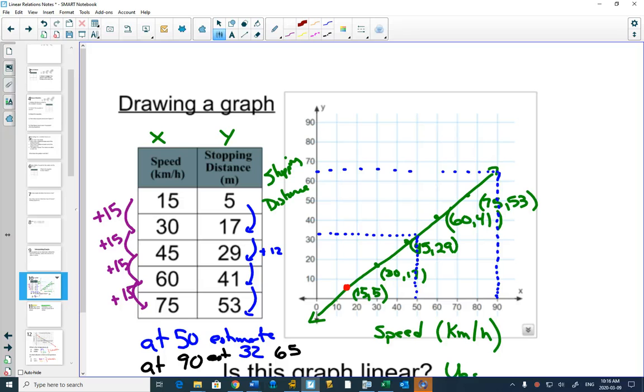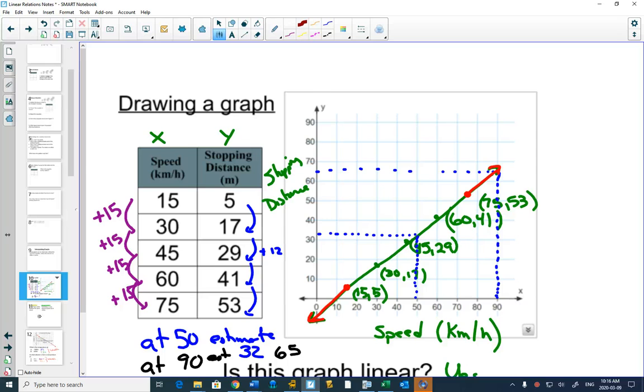At 5, 15, 15, 5. Where was our last point? At 75, 53. So anything beyond in this way and beyond this way, that would be extrapolation. Anything that hits the green line in the middle, that's within our values.